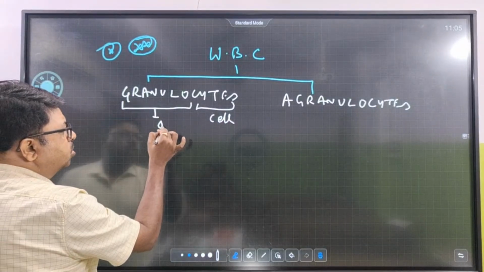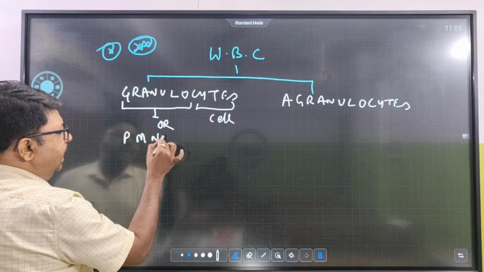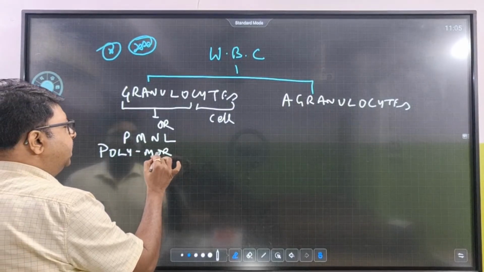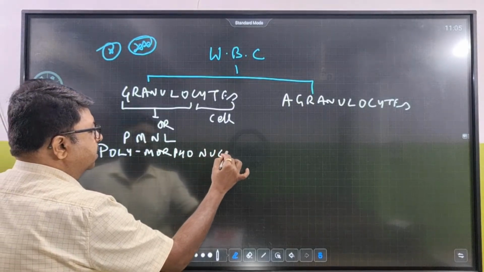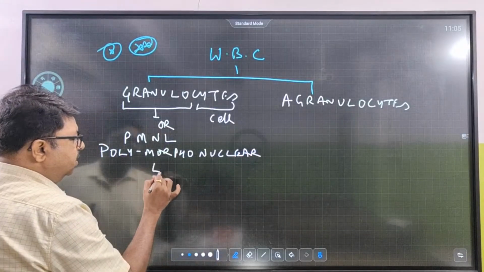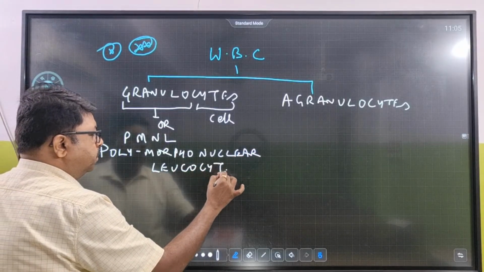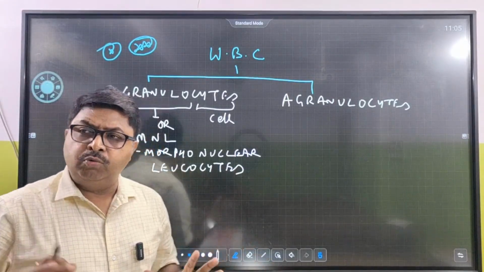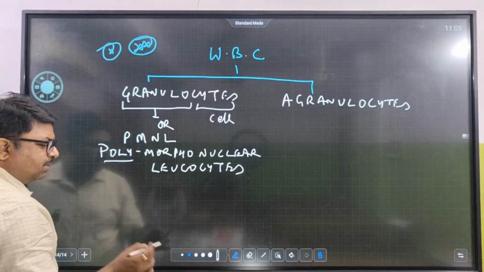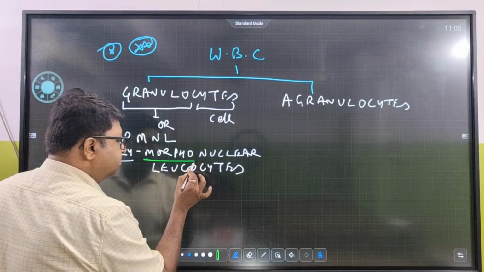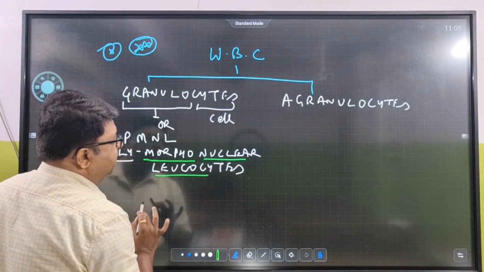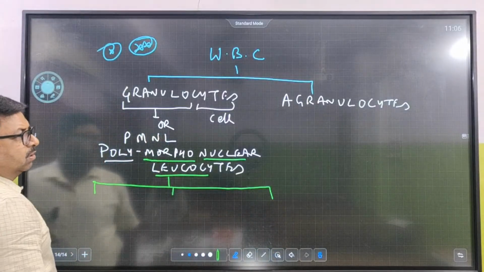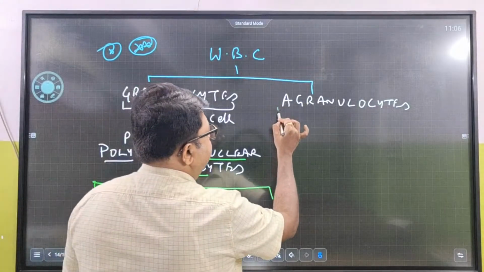They are also called as PMNL. What is PMNL? Polymorphonuclear leukocytes. Now, what is the meaning of poly? Poly means many. Morph means form. Nuclear means nucleus, and they are having different forms of nucleus. We can classify them into three types, and I will talk about that.